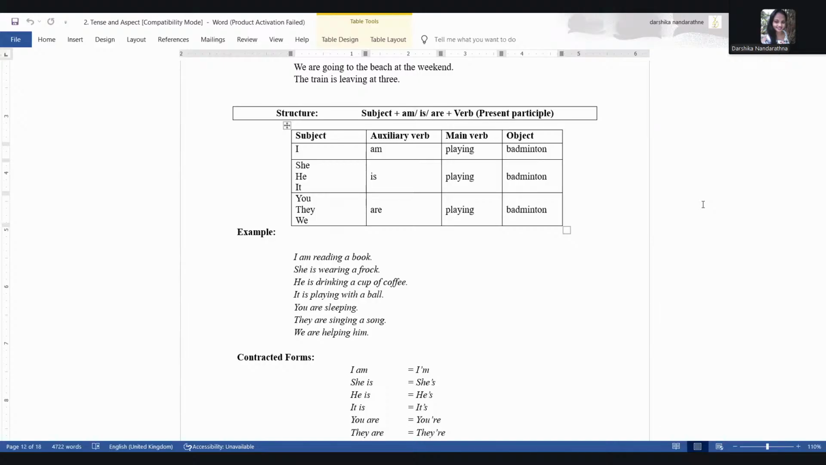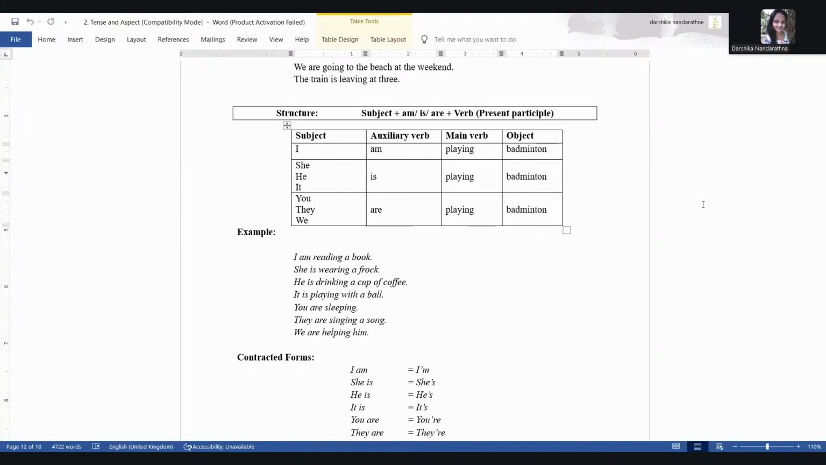I am playing badminton. She is playing badminton. He is playing badminton. It is playing badminton. You are playing badminton. We are playing badminton. They are playing badminton. So if you have I as the subject, you should use am as the auxiliary verb. If you have a singular subject, then you should use is as the auxiliary verb, Pute. If you have a plural subject, then use are as the auxiliary verb.